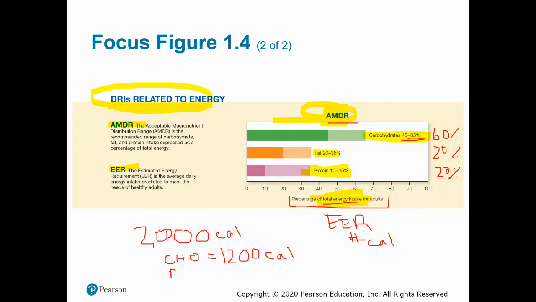How about the fat up there? Fat is 20%, so what's 20% of 2,000? That's 400 calories. And protein is the same, 20%, and again, you can organize any numbers that you want here. So another 400 calories. If we add those all back up, 400 plus 400 is 800, and 800 plus 1,200 is 2,000. They should add back up to the total EER. This is EER, and this down here is AMDR.